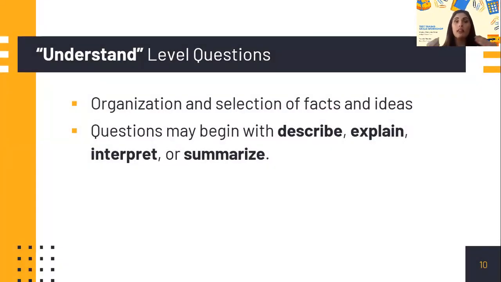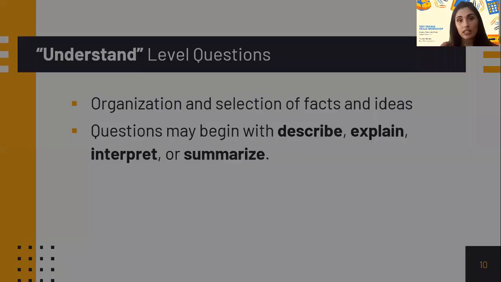Understand level questions. Think of level 2, and this is the organization and selection of different facts and ideas. So think of knowledge and understanding as being two different things. To remember something, you may be able to recall it, but you might not be able to give too many details about it. Understanding allows you to describe some of those details. It allows you to explain. You can interpret something, or you may be asked to summarize. Those are all words that questions on this level 2 understand level may ask you to do.